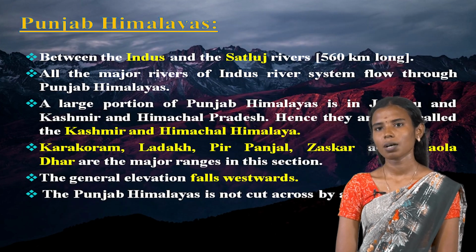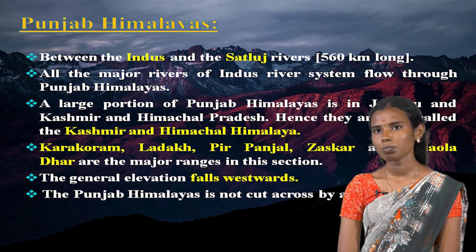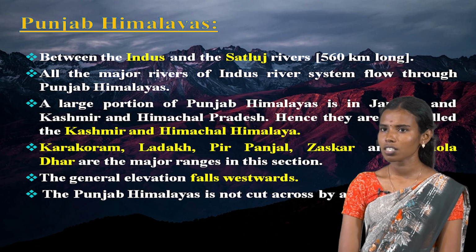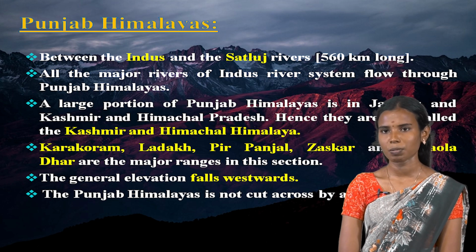First one is the Punjab Himalayas. The Punjab Himalayas lie between the Indus and Satluj rivers, and all the major rivers of the Indus river system flow through this Punjab Himalayas.